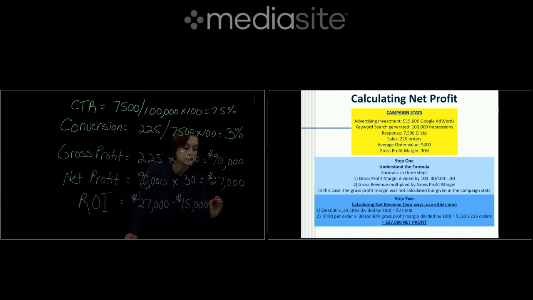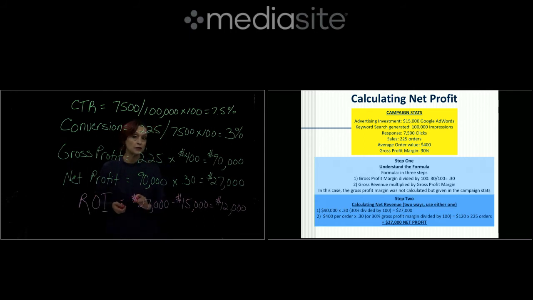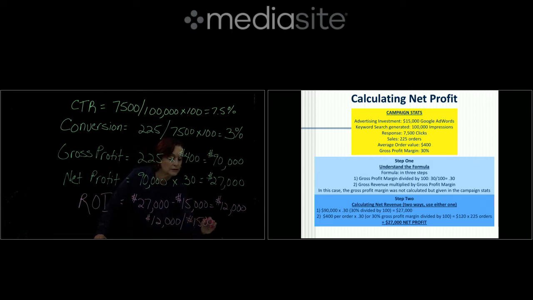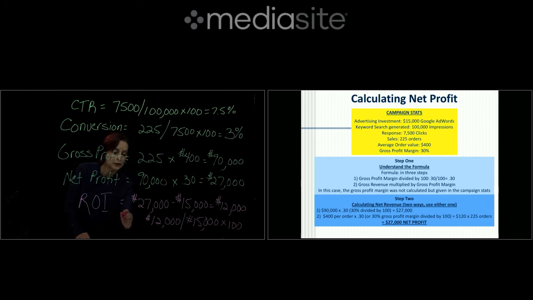equals $12,000. This is, by the way, not rocket science. It's just understanding what you're doing. So it's $12,000. And then $12,000 divided by, again, the advertising investment of $15,000, times 100, equals, let me put it here so that it's clear, 80%.